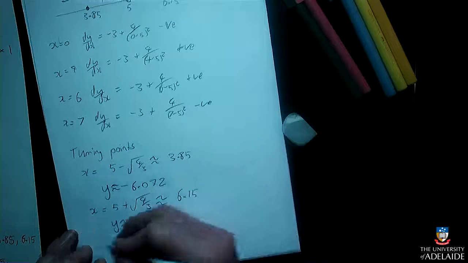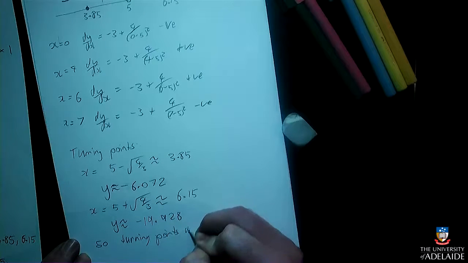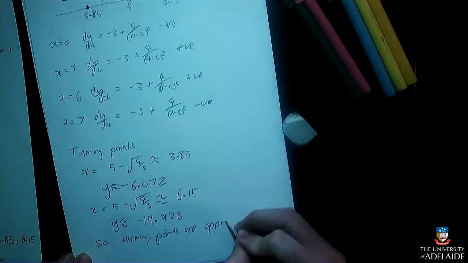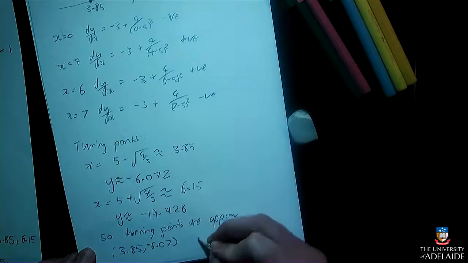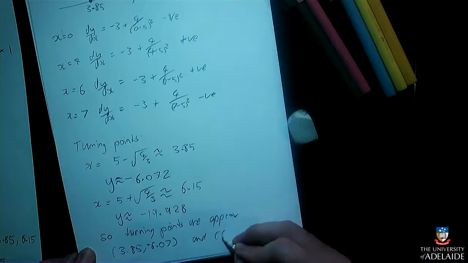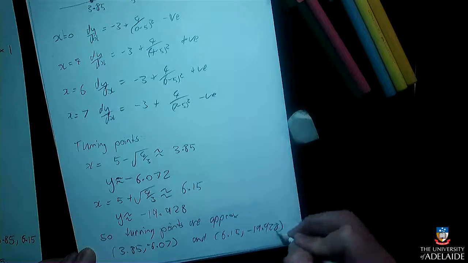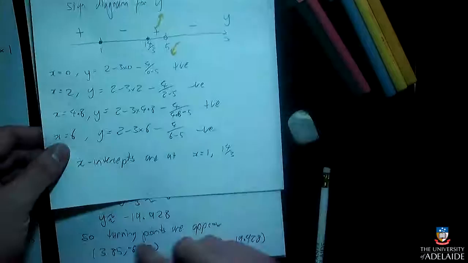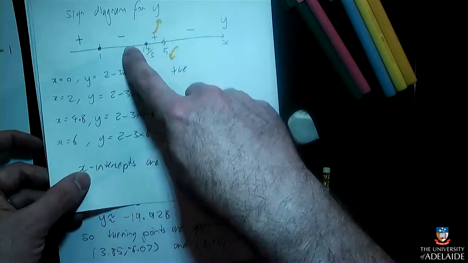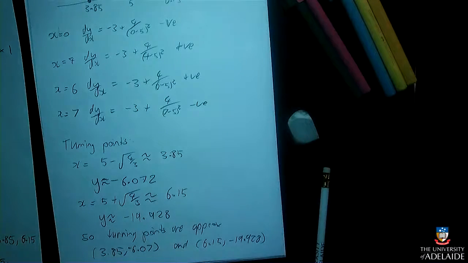So the turning points are approximately 3.85, minus 6.07, and 6.15, minus 19.928. So I just want to check something there, because the fact that that's negative is bothering me a little. Let me just go back here. The 3.85 is in here. Oh, and it is going down, and then it's going to turn and go up again. Okay, cool. Just making sure.